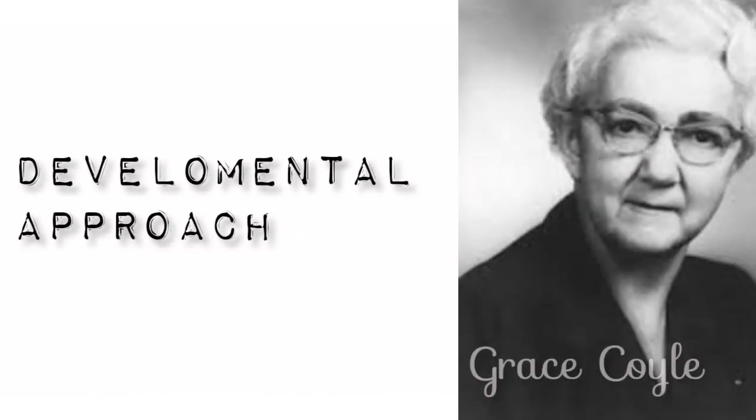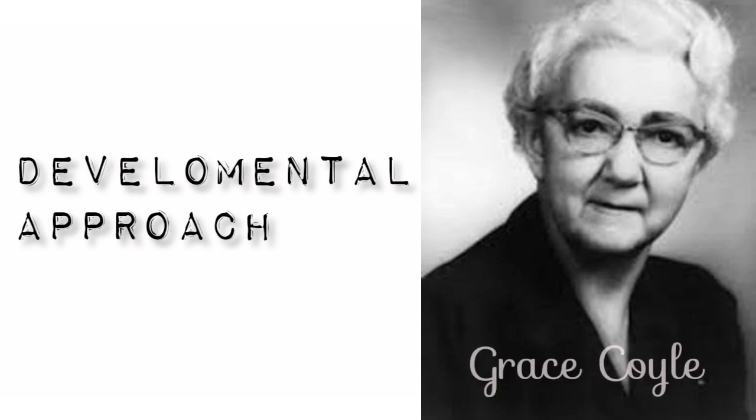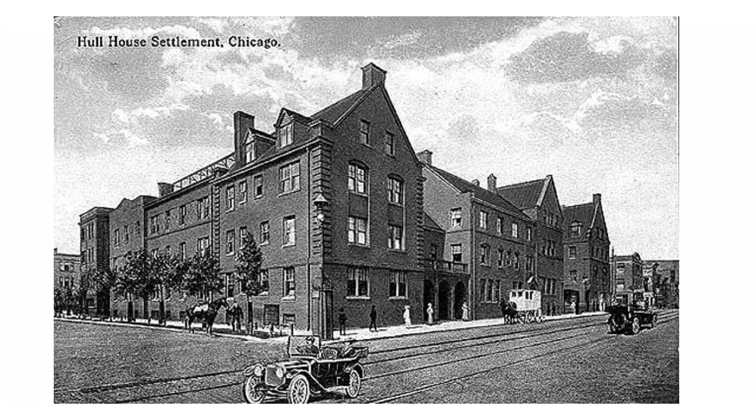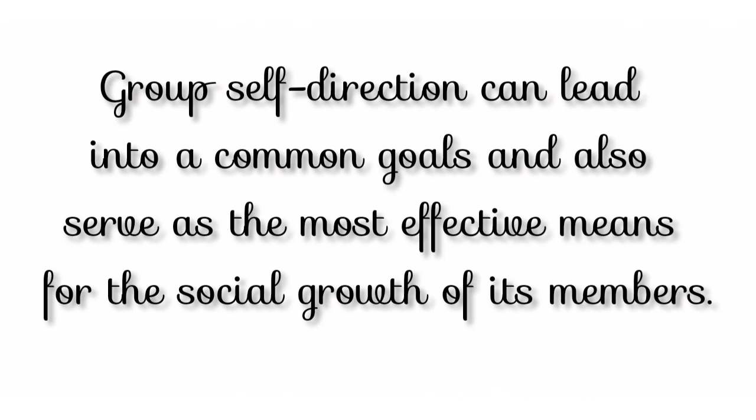In social work literature, the developmental approach was rooted in Grace Coyle's writings pertaining to collective self-help as a major theme of social group work. This approach emanates from the settlement house movement. According to Tropp, the approach concluded the first principle that group self-direction can lead to common goals and also serve as the most effective means for the social growth of its members.